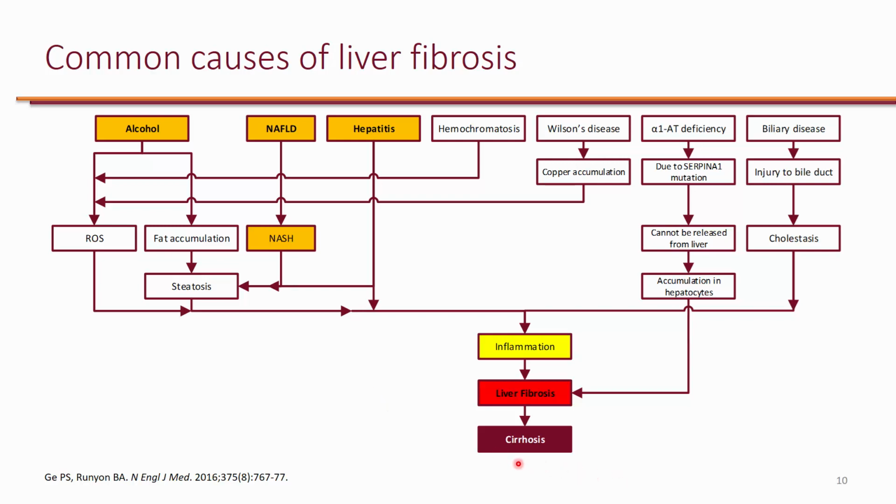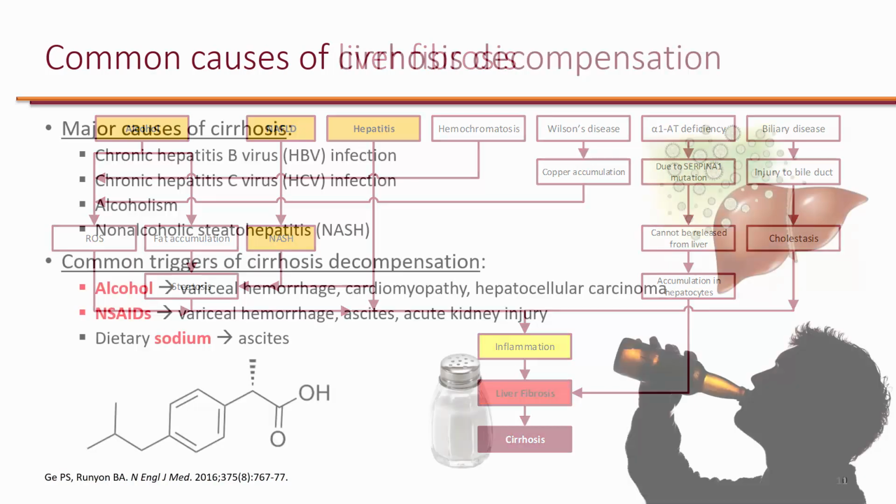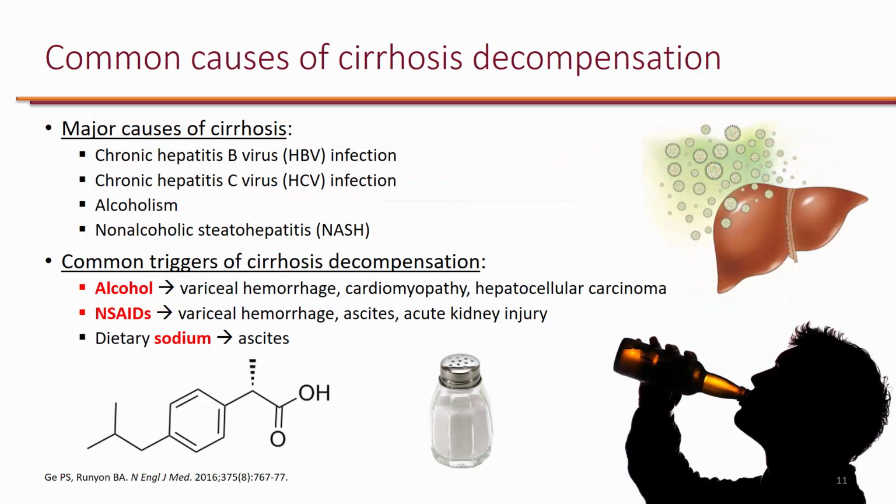When you say cirrhosis, people know that you are referring to the liver, because only the liver can have cirrhosis. Other organs will not have cirrhosis. Now, the major causes of cirrhosis are, of course, chronic hepatitis B, chronic hepatitis C, alcoholism, and non-alcoholic steatohepatitis. So NASH is a specific type of NAFLD.